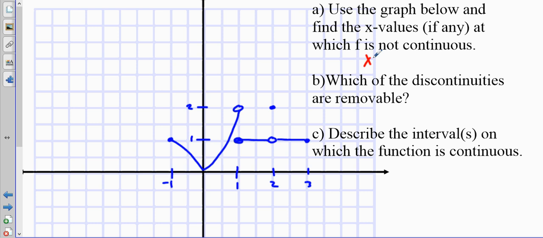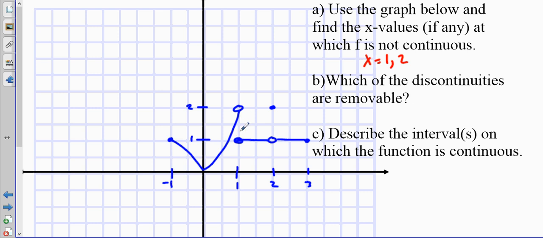So when x equals 1 again, and if you want to pause this before I go through the answers, that would be good. Try it out yourself. Right here, any continuity right here. Follow this graph, big old hole right there. Follow through, so also at 2, so those 2 values. Which of the discontinuities are removable?